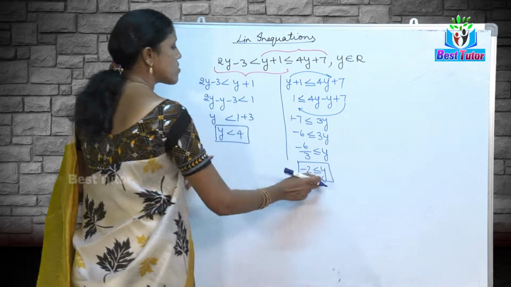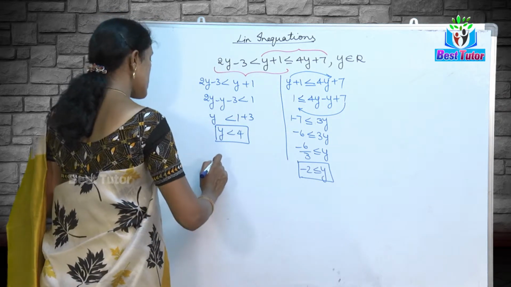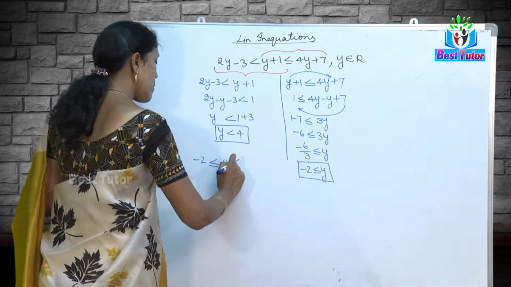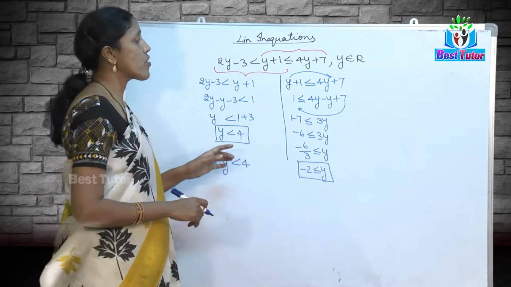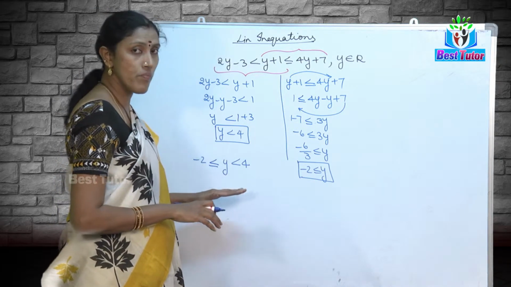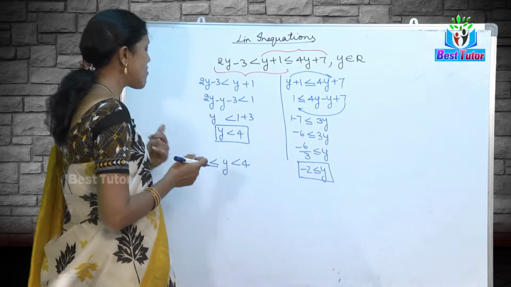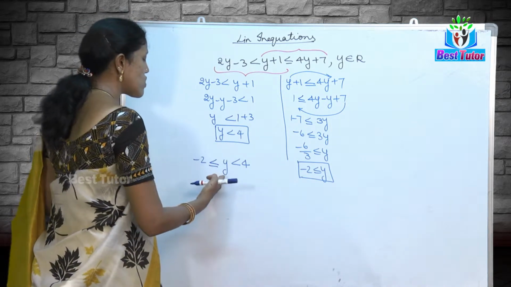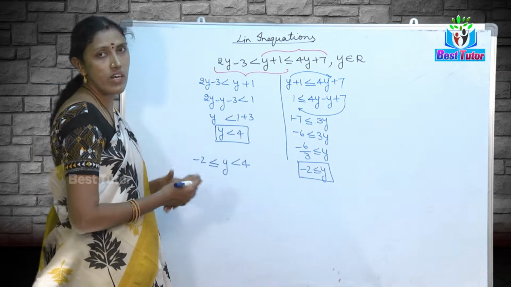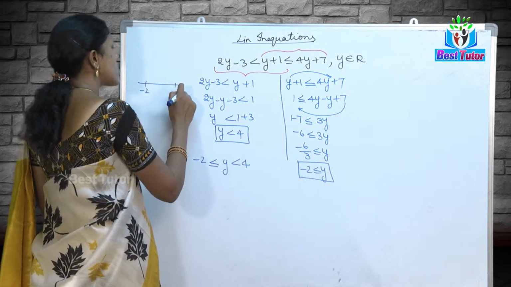So we have got two solutions for the inequations. Now the combined solution set is y is greater than or equal to minus 2 but less than 4. How are we going to write down the solution set? Are we going to write it in roster form, or should we write it in set builder form? All the real numbers between minus 2 and 4 satisfy the given condition. How many real numbers are there between minus 2 and 4?